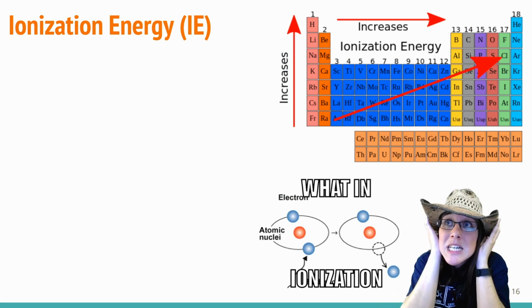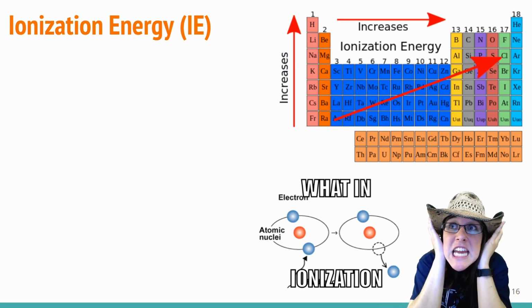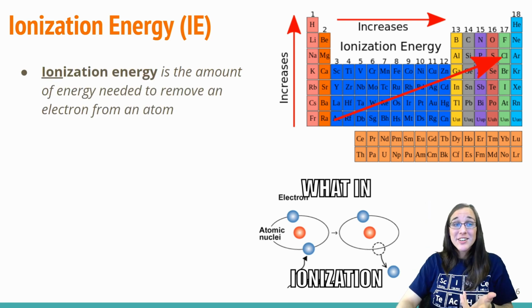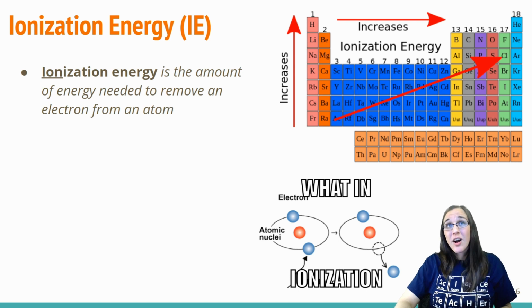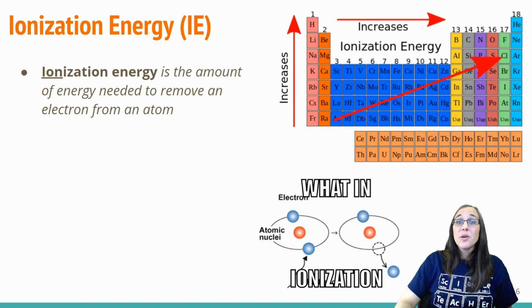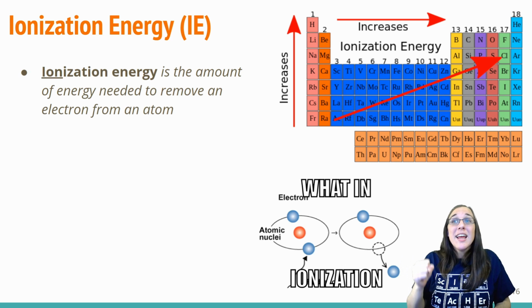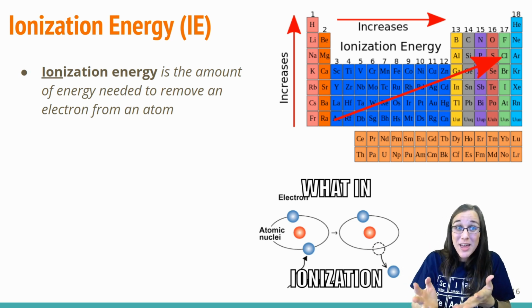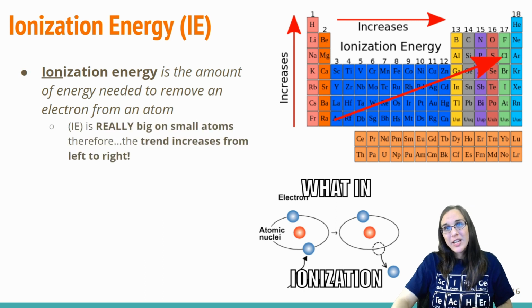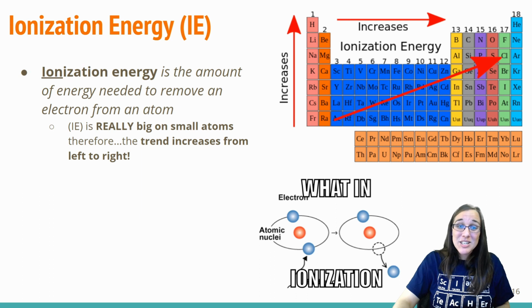Ionization energy. What in the ionization? Ionization energy is the amount of energy needed to remove an electron from an atom. So if you wanted to rip an electron off of an atom, how much energy would that take to do that? That's called ionization energy. So if you have a really big ionization energy, it means that it is really hard to rip an electron off of that atom.